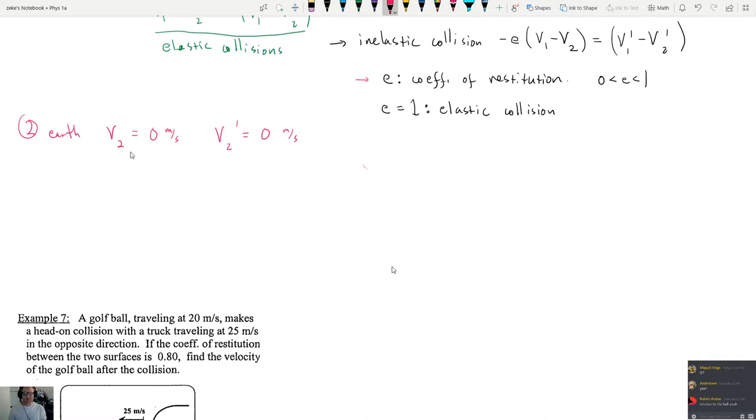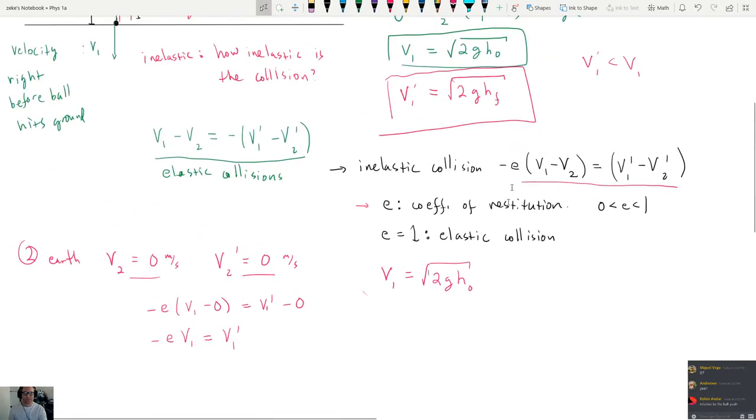Okay. So now let's take those two and plug them into our equation right here. Our equation now is going to say negative E, the coefficient of restitution, multiplied by V1 minus 0 is equal to V1 prime minus 0. So this means that negative E times V1 is equal to V1 prime. Now, what are V1 and V1 prime in terms of these things? Well, we said before that V1 was equal to the square root of 2 times g times h naught. That's what we derived right here. And I said that V1 prime was equal to the square root of 2g times h final, and its speed is certainly equal to that.